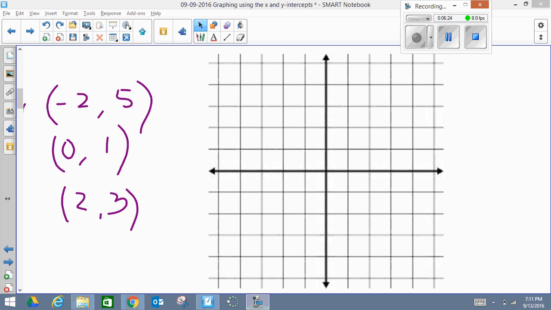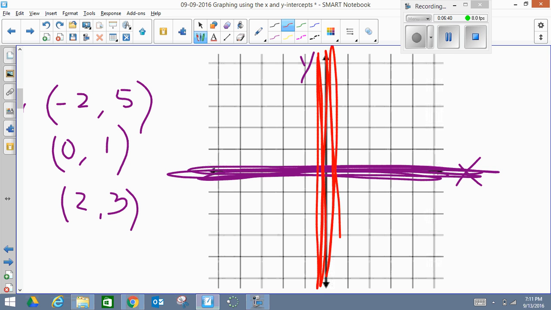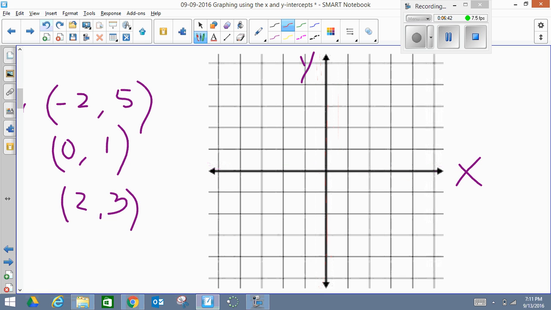So we have our 3 ordered pairs. Now let's plot them on the coordinate plane. Remember, this is the x-axis and this is the y-axis. X-axis is the horizontal. The y-axis is the vertical. Okay? Just making sure. All right. So here we go. This is the y. All right, cool. So my first point is negative 2, 5.